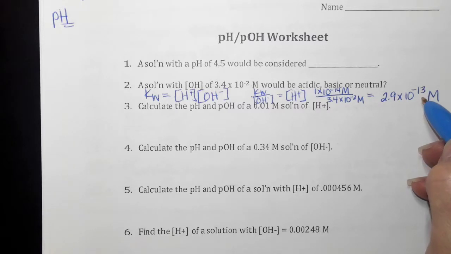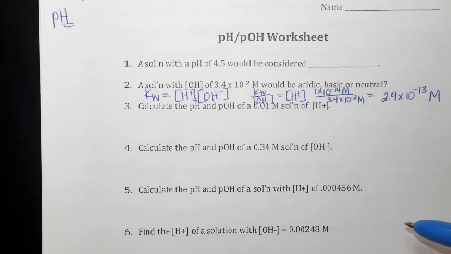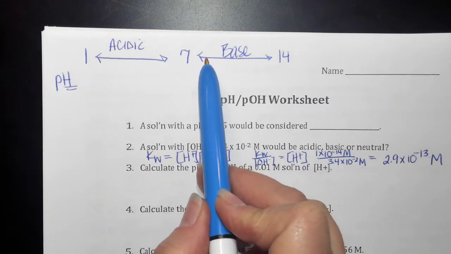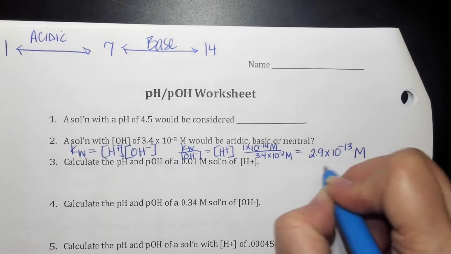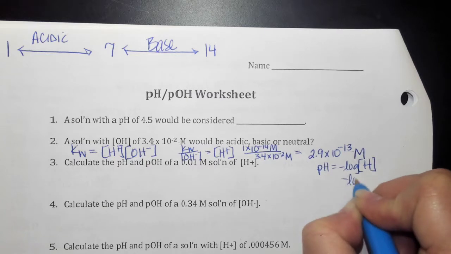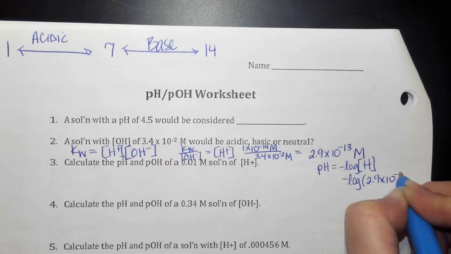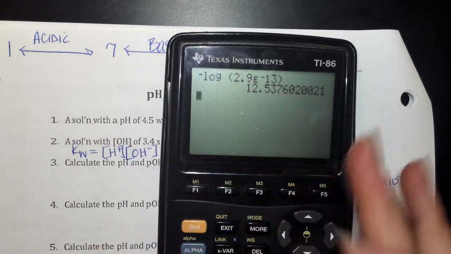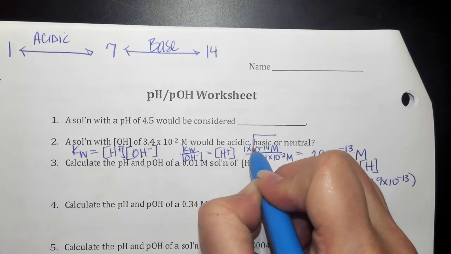The pH value of this is going to be what, Bailey? Roughly. The power of 10 that we're looking at here is just 13, right? So where's that going to fall on this scale? Acid base. Good, base. It's going to be a base. See, pH equals negative log of H, negative log of 2.9 times 10 to the negative 13, negative log of 2.9 EE negative 13 is 12.5. It is basic.